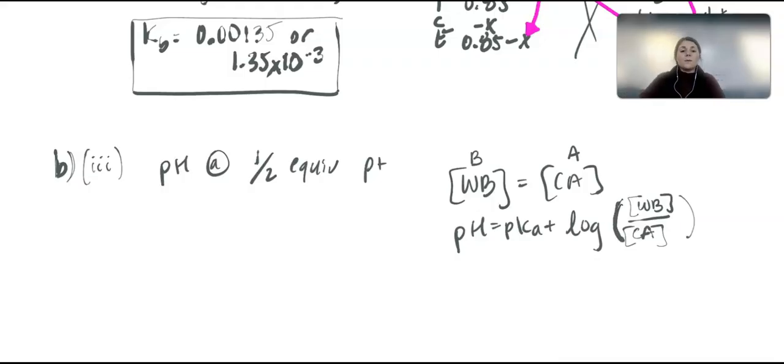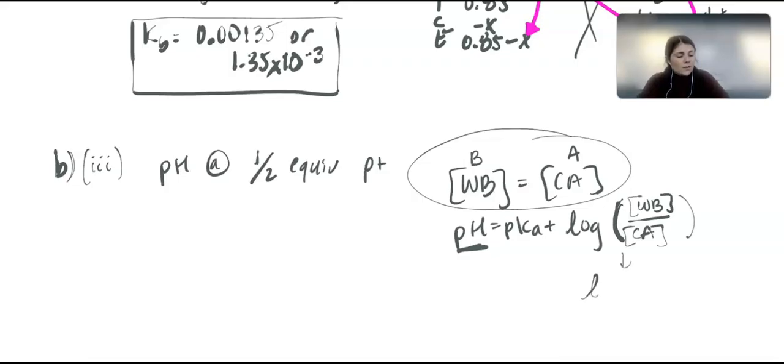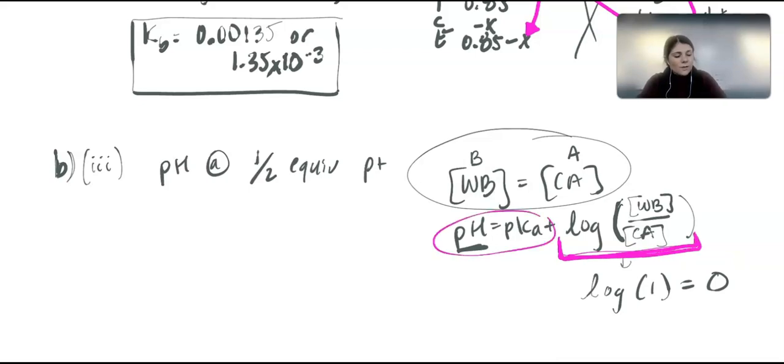Now, if you wanted to write the pOH, you're more than welcome to, but we don't have to do that right this second. So, to figure all of this out, again, we are trying to solve for the pH. Now, if both of these equal each other, then here the log of 1 will equal 0. So essentially, this entire section will cancel out. So all that we're left with is pH equals pKa.